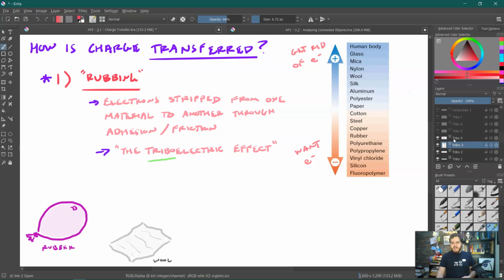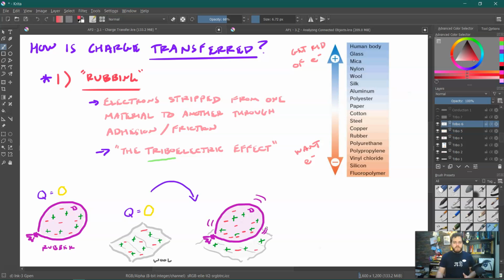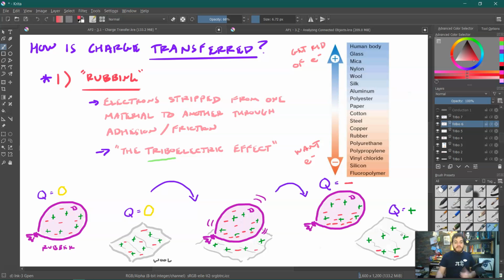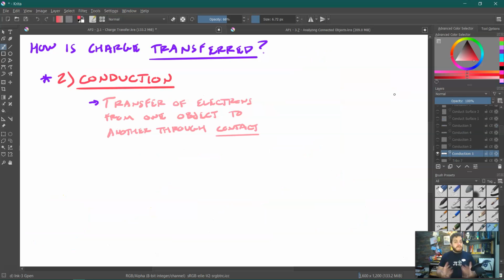So imagine we have, for instance, a rubber balloon and a piece of wool. Well, rubber is going to be down here, so it's going to attract electrons, and the wool is up here on the positive side, and it's going to want to get rid of electrons. Initially, they are both neutral. They both have an even balance of protons and electrons. We rub the balloon against the wool, vigorously back and forth, and when you do that, you literally strip electrons from the wool to the balloon, so that now, where I originally had 2 neutral objects, I now have a negatively charged object and a positively charged object.